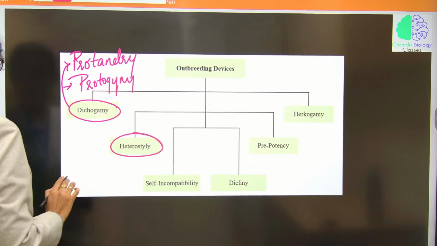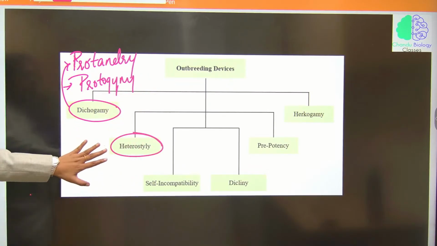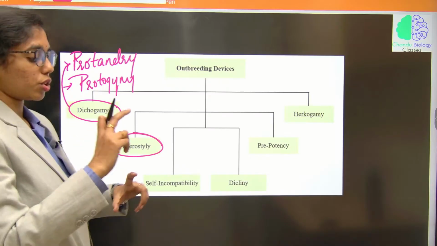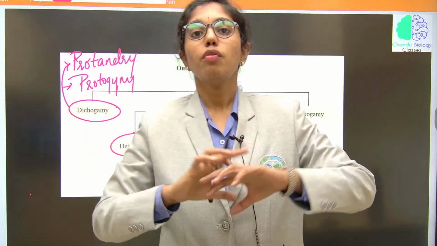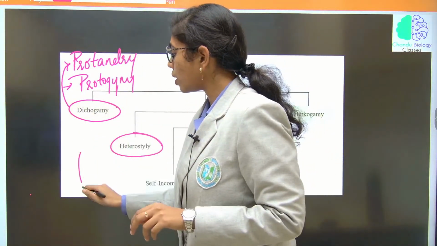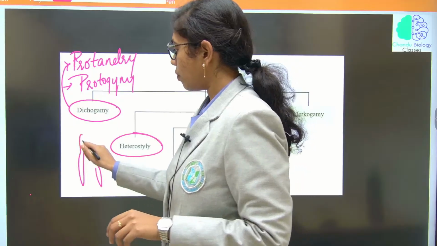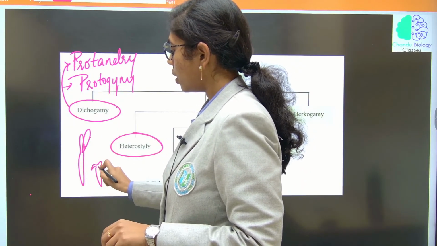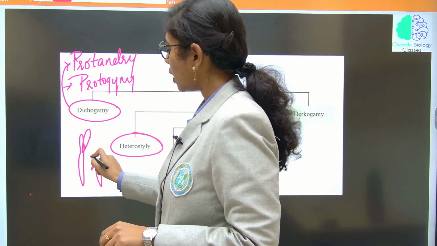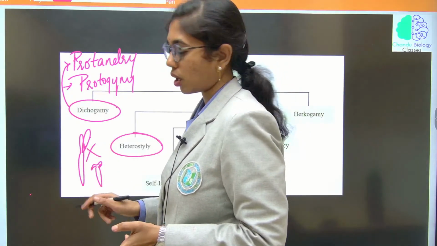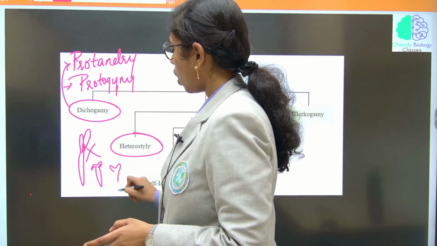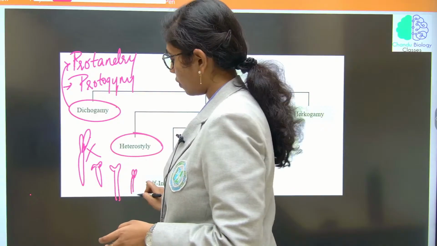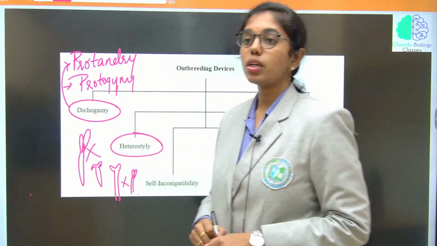And heterostyly, when the lengths of the style and the filament of the male reproductive structures are different, which will resolve the problem of self-pollination. For example, tall male reproductive structures and short styles. Here self-pollination doesn't occur. Vice versa, long styles with short male reproductive structures, short filaments. Here also fertilization doesn't occur.